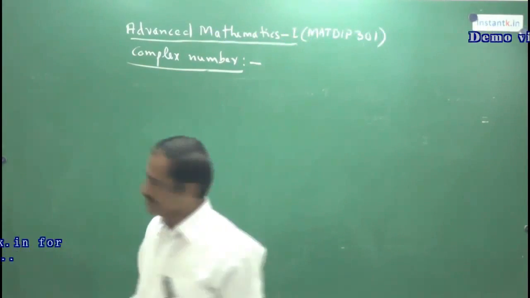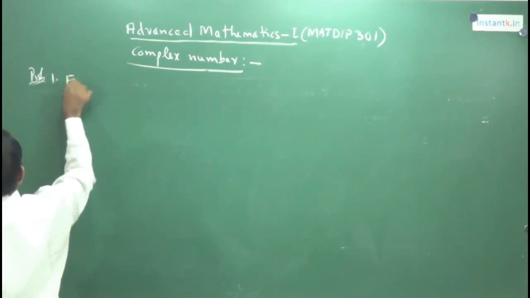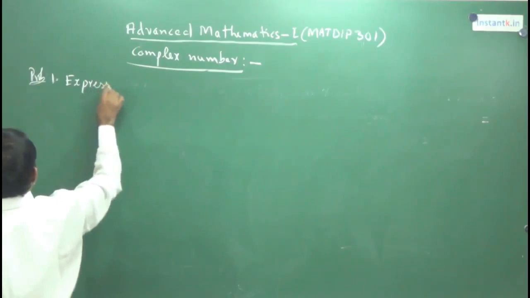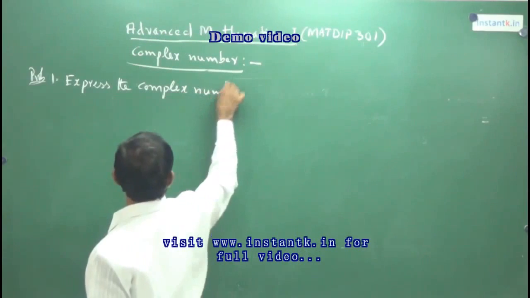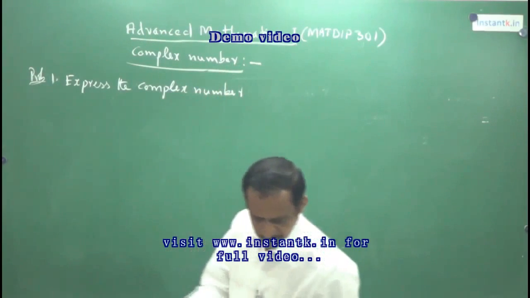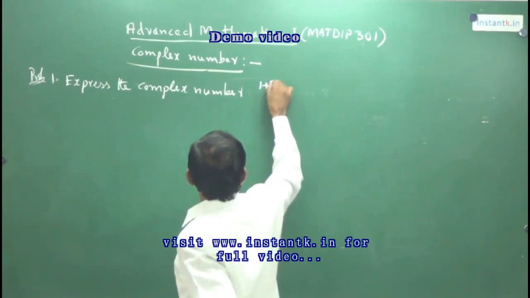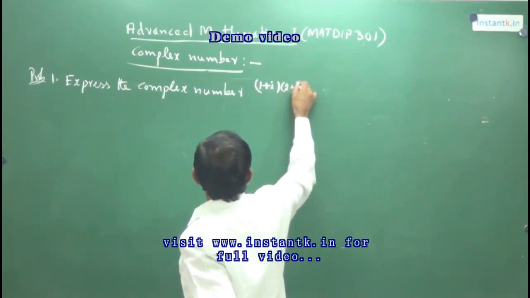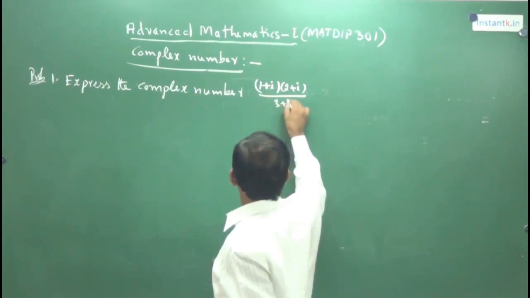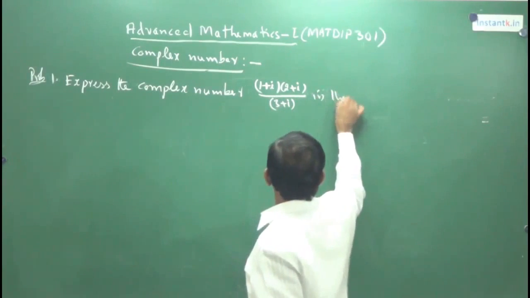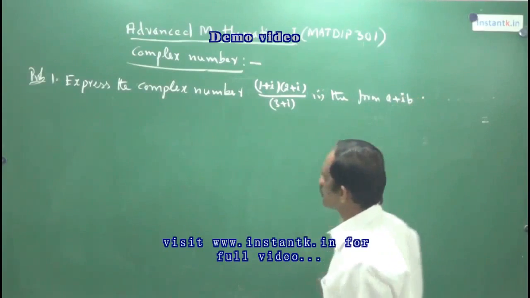Some simple examples they ask. Express the complex number. Any complex number may be given. Let it be: express the complex number (1 plus i) into (2 plus i) divided by (3 plus i) in the form a plus ib.